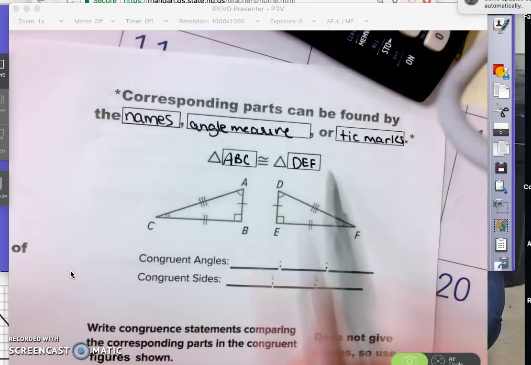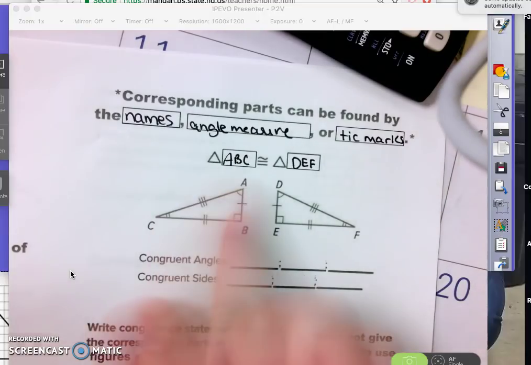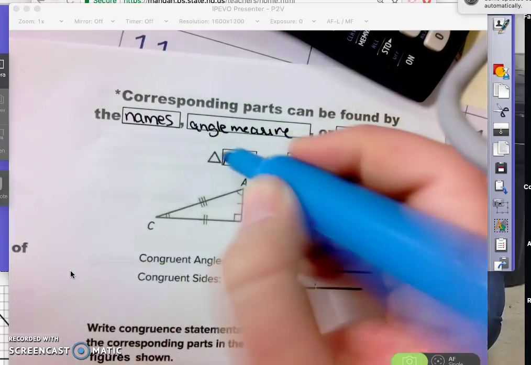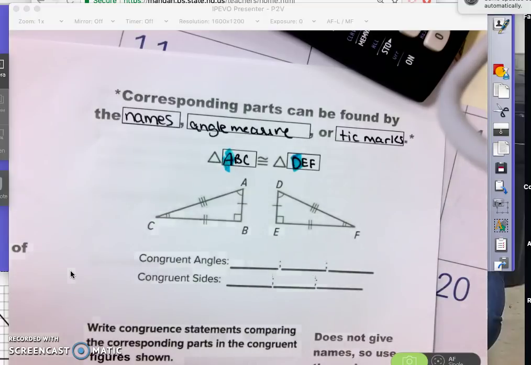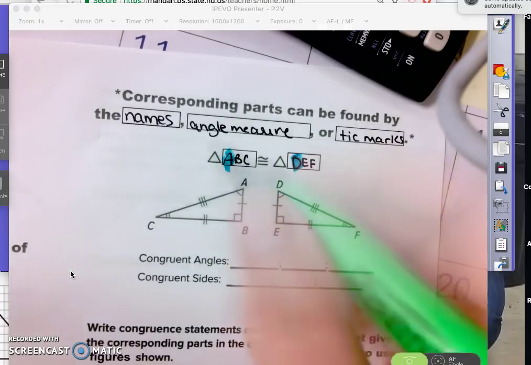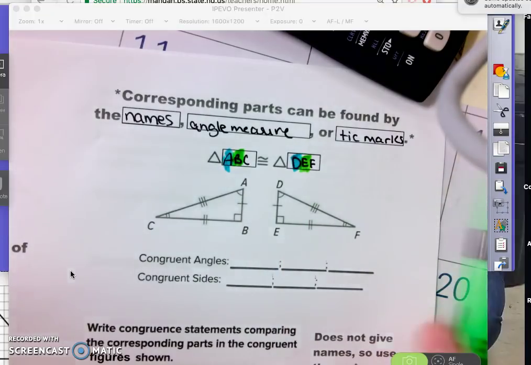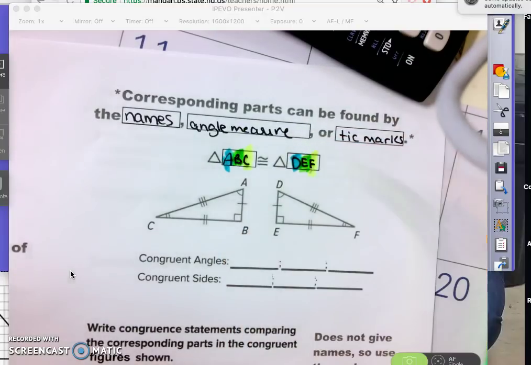If we are given that triangle ABC, that's this one here, is congruent to triangle DEF, that means that A is going to be the same as D because they're written first. And then B is second, would be the same as E. And C would be equal to F.